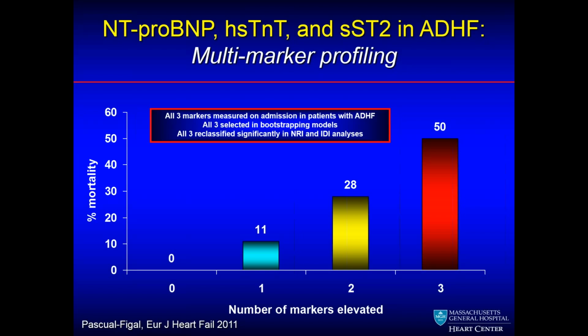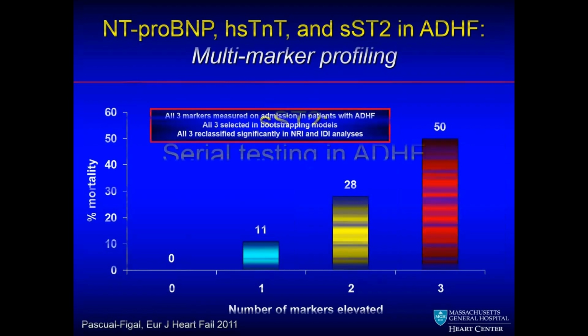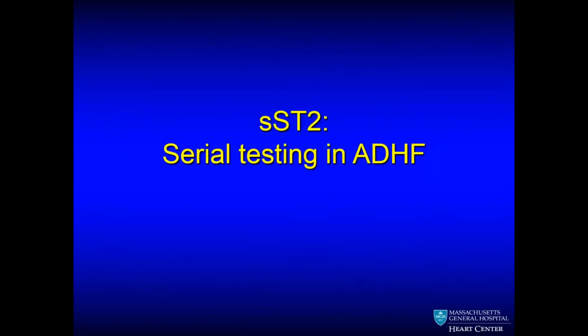So we can stratify risk to very low risk, 0% 6-month mortality, or very high risk, a 50% 6-month mortality, simply with those 3 biomarkers, which I think is very powerful and very interesting. Now, of course, one measurement of ST2 at admission is quite helpful, but it turns out we've found that serial testing, measurement more than once in acute heart failure, provides us even more information.